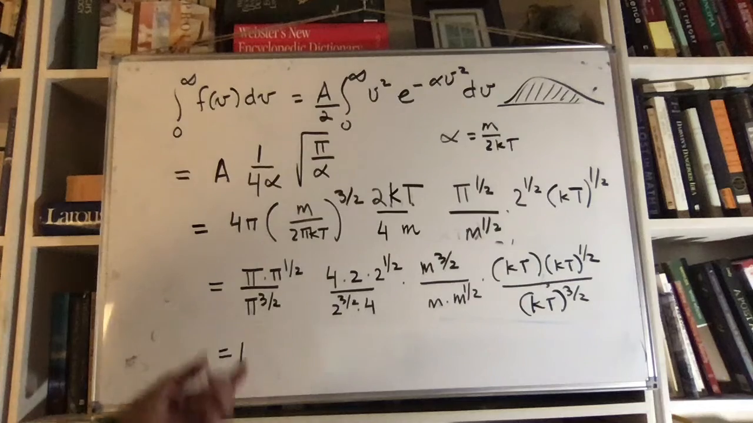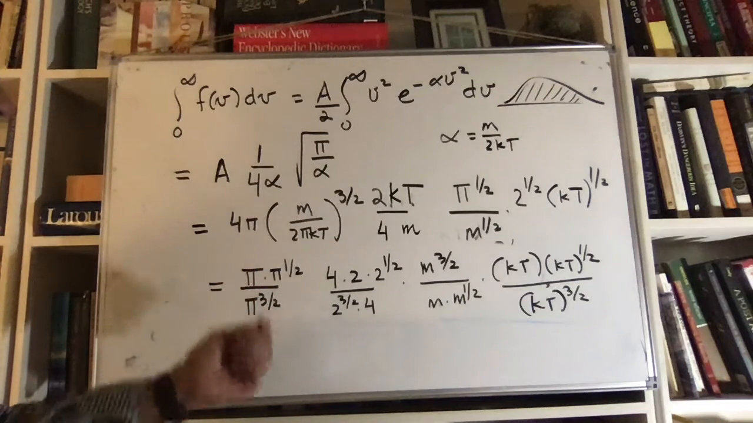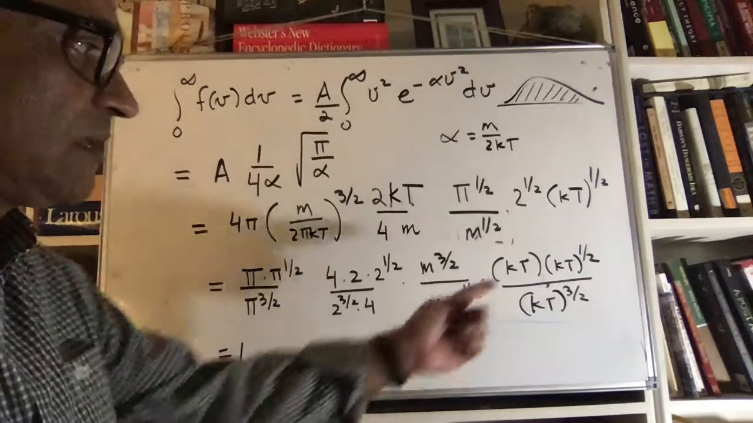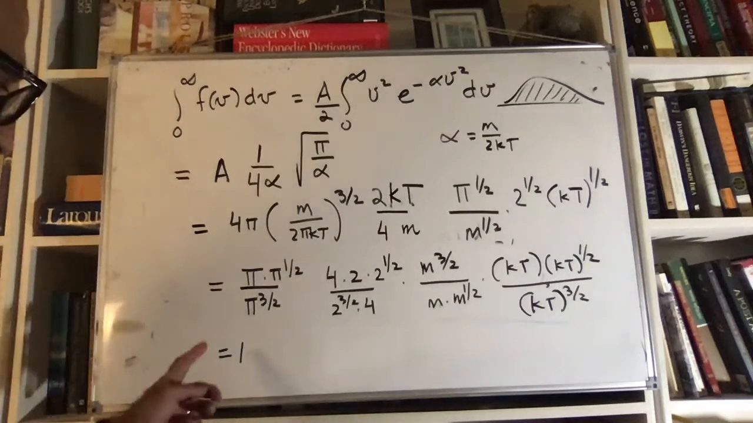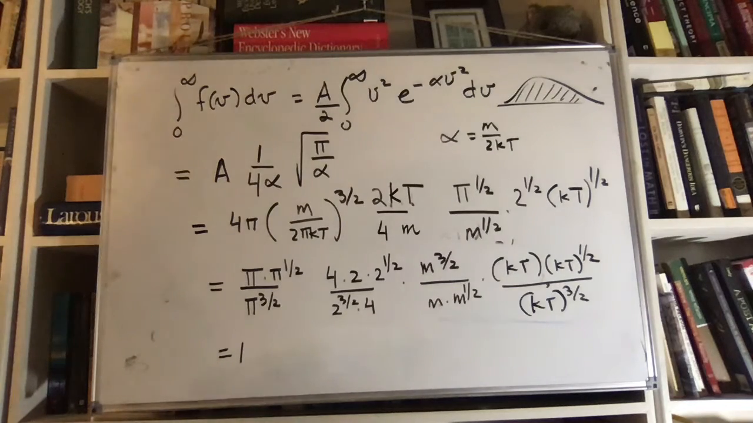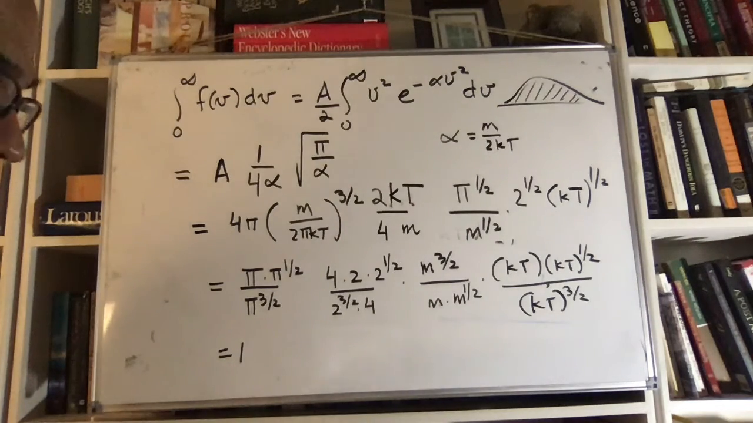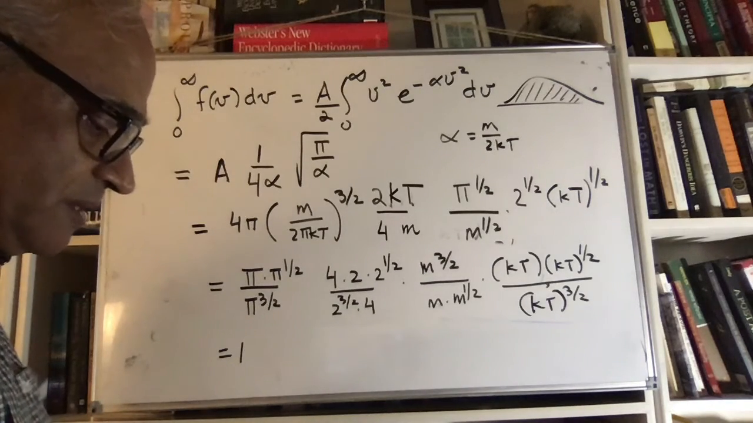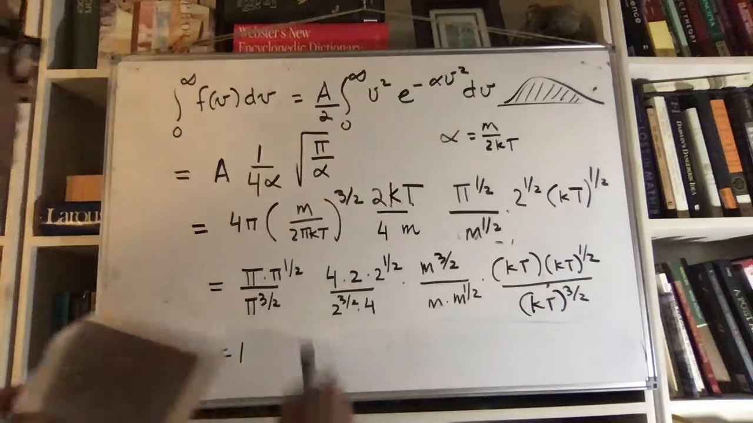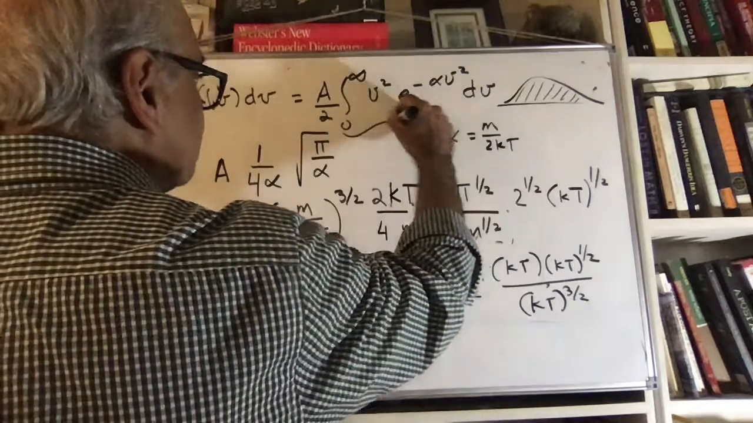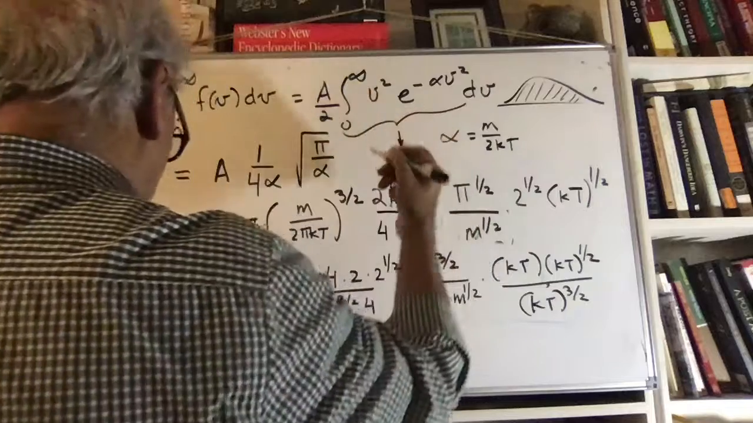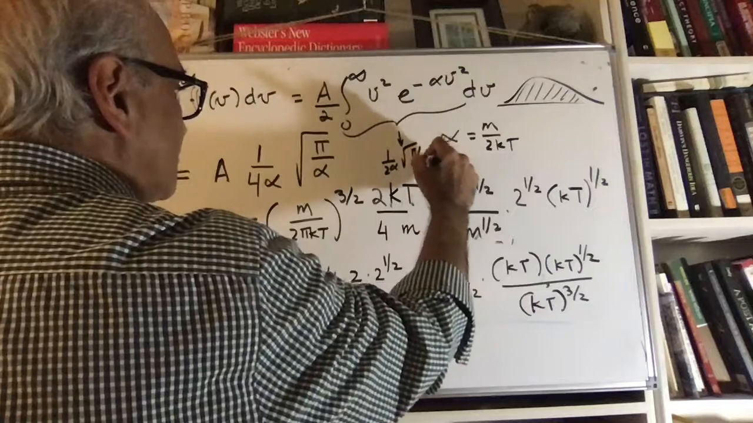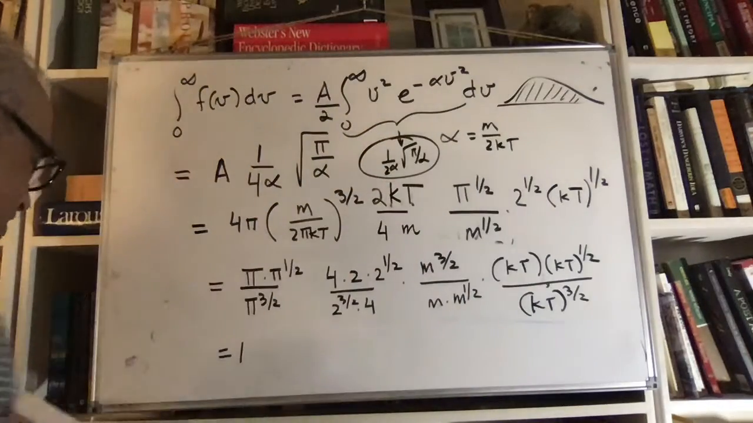Now you organize everything, so take all the pi's together, they all cancel out. Take all the numbers together, they will cancel out. Take all the m's together, cancel out, and take all the kt together, that'll cancel out, and you'll end up getting 1. This is also the homework problem, this is how you do it. The only thing that you have to remember here is this integration right here, the integration that gives you 1 over 2 alpha, root pi over alpha. That's the only thing you have to remember, and that's what you plug in.